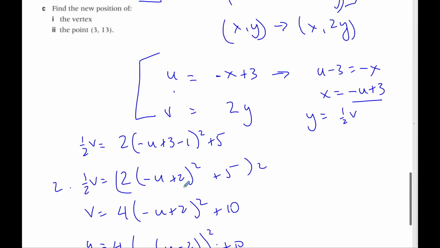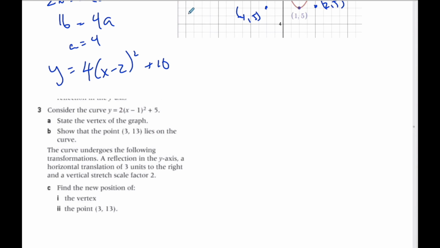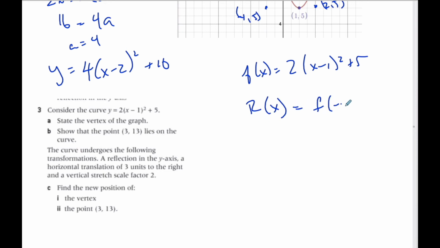That's the second method. And then the third method, and so I know I have the initial equation, which I'll redefine as f of x is equal to 2 times x minus 1 squared plus 5. And then the first thing I'm going to do is I'm going to do a reflection. And when I do a reflection over the y-axis, that means I'm going to reflect f of x over the y-axis.